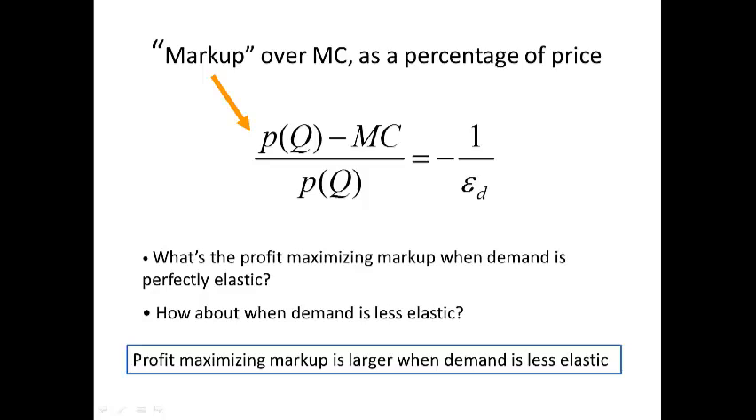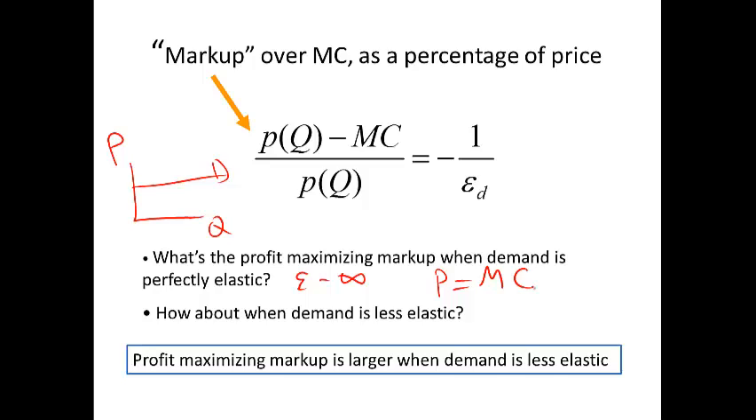We can continue along here and look a little bit more deeply into the markup. We can ask the question, what's the profit maximizing markup when demand is perfectly elastic? So think back to perfect competition. The firm's demand curve looked like this. It was a horizontal line. And the elasticity in that situation is minus infinity. Well, when the elasticity is minus infinity, then 1 over minus infinity is just 0. And that means P minus MC over P is 0, which just means that P equals MC. And sure enough, that's what we had profit maximizing firms doing when they were perfectly competitive.